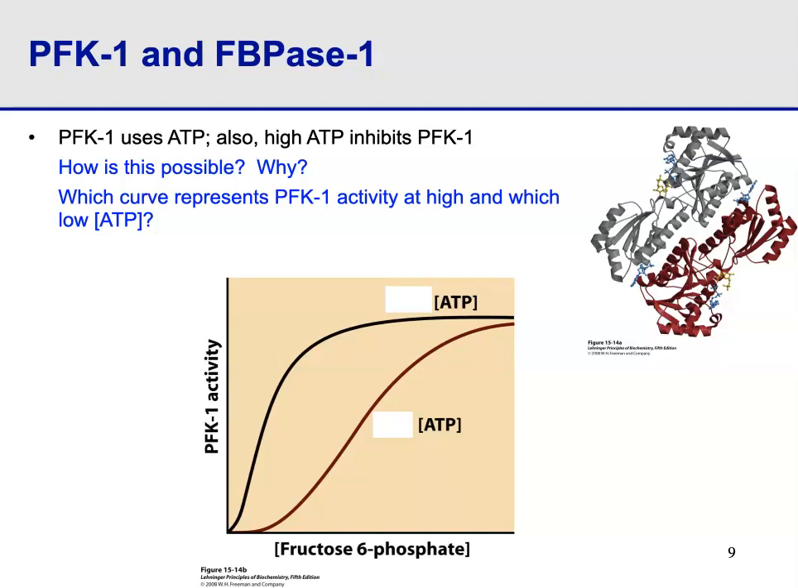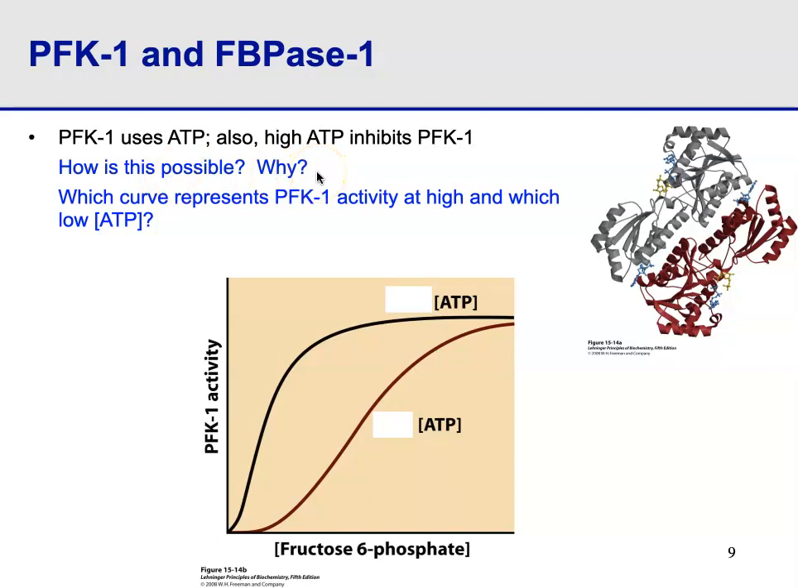Alright, so something interesting about the PFK1 enzyme is that it uses ATP as a substrate. It catalyzes the conversion of fructose 6-phosphate to fructose 1,6-bisphosphate, and it uses ATP in that reaction. So ATP is a substrate, but at the same time, at high concentration of ATP, the enzyme is inhibited. How is this possible? The substrate would activate and at the same time, under different conditions or at higher concentration, deactivate or inhibit the enzyme. Why is that the case?